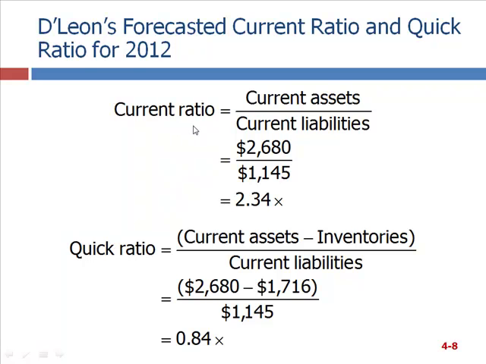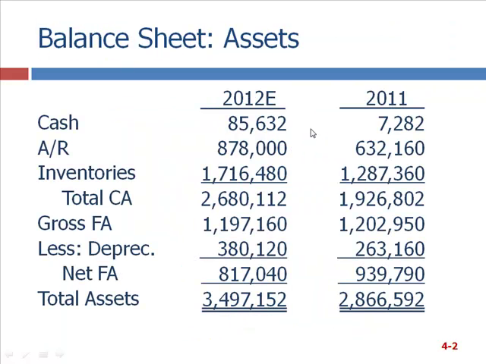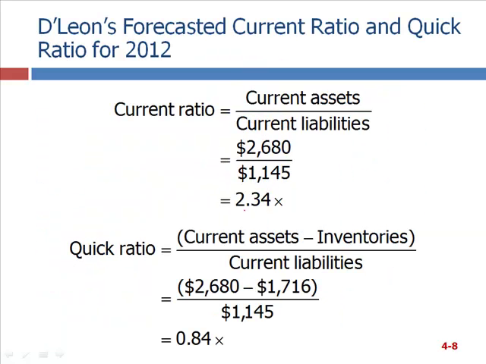The current ratio is very simple to calculate. You just take your current assets and divide by current liabilities. And this information is easy to get from the company's balance sheet. If we go over to the asset part of the balance sheet for the most recent year, we will see that here is total current assets. This is 2.68 million, and the numbers over on this page are in thousands, so that's why you see it written as just 2680.